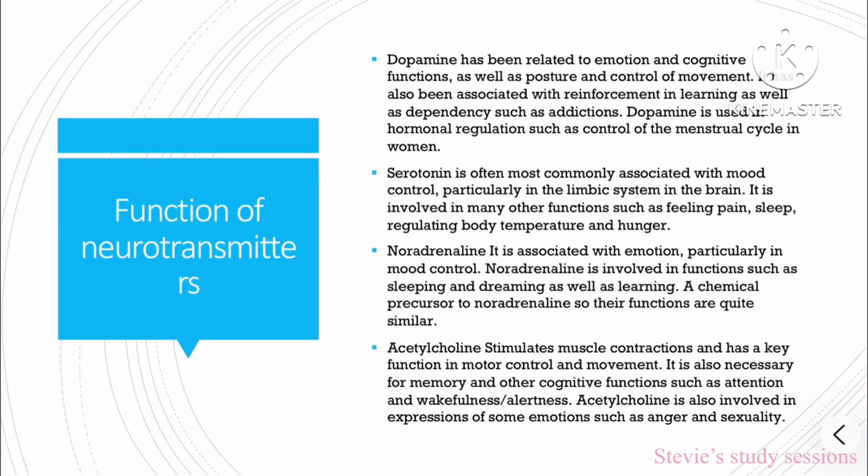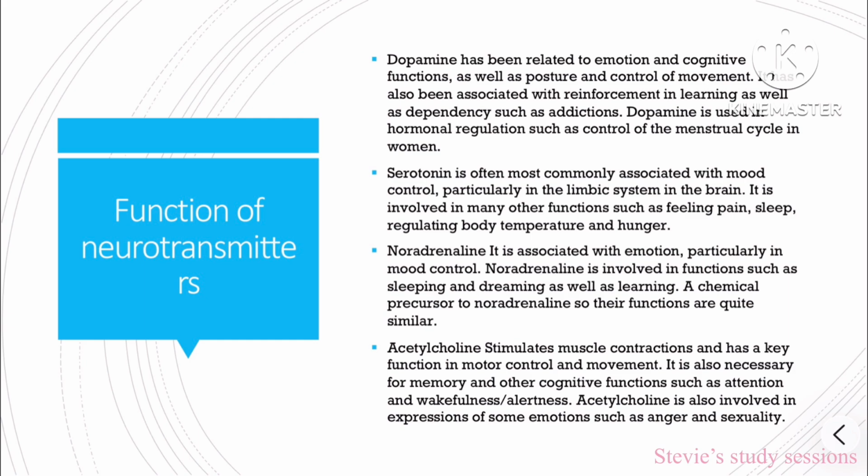Action of neurotransmitters. Dopamine has been related to emotion and cognitive function, as well as posture and control of movement. It has also been associated with reinforcement in learning, as well as dependency in addictions. Dopamine is used in hormone regulation, such as controlling the menstrual cycle. Serotonin is associated with mood control, particularly in the limbic system. It is involved with many other functions, such as feeling pain, sleep, and regulating body temperature and hunger.